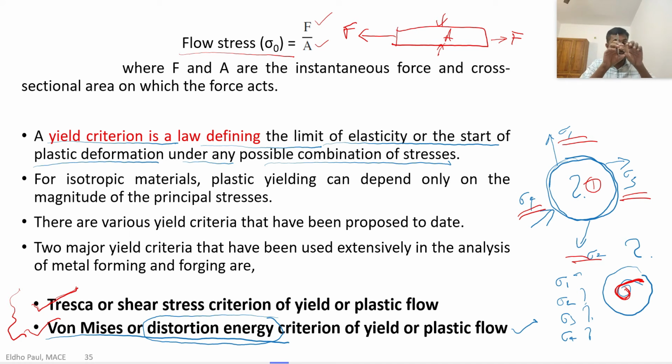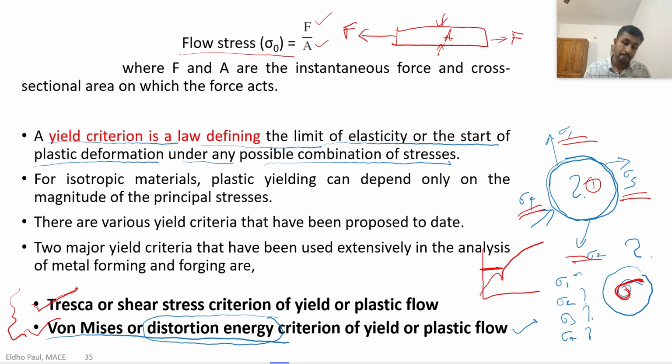For a material subjected to a uniaxial tension test, we can easily calculate the yield strength of the material from the stress-strain diagram. This is the yield strength of the material. If the stress crosses the yield strength of the material, then that is the stress for plastic deformation. We can easily calculate the yield strength for a uniaxial tension test.